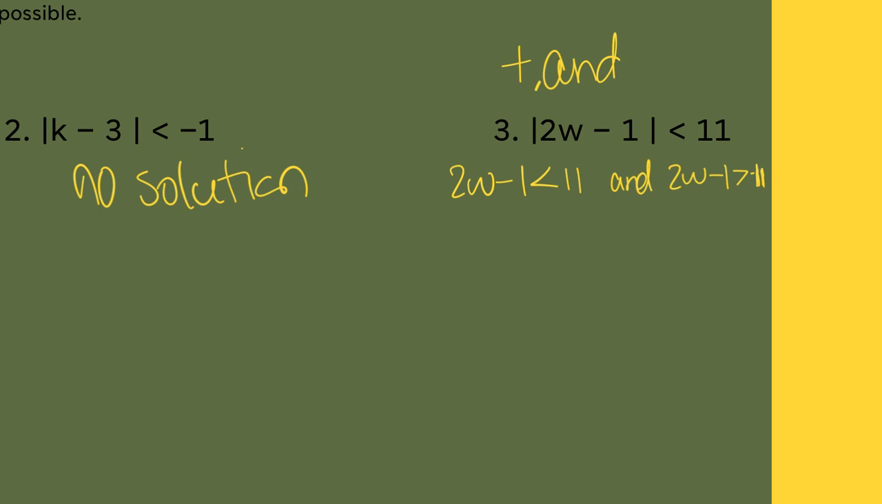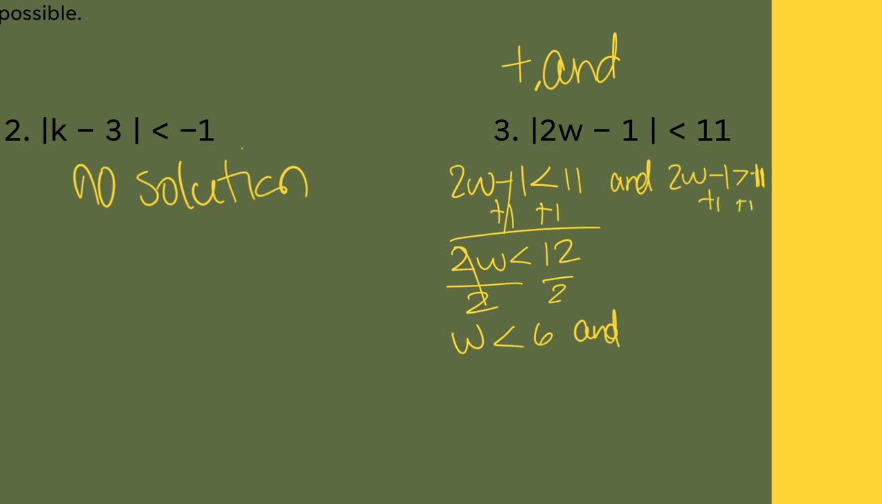11. All right, I'm going to have what? Plus 1 on both sides, which gives me what? 2w is less than, what's 11 plus 1? And I'm going to do what now? Divide by what? W is less than, oops, I don't know what I did with that. W is less than 6.